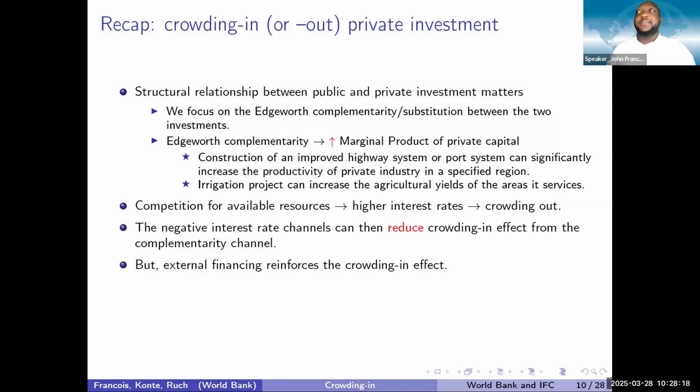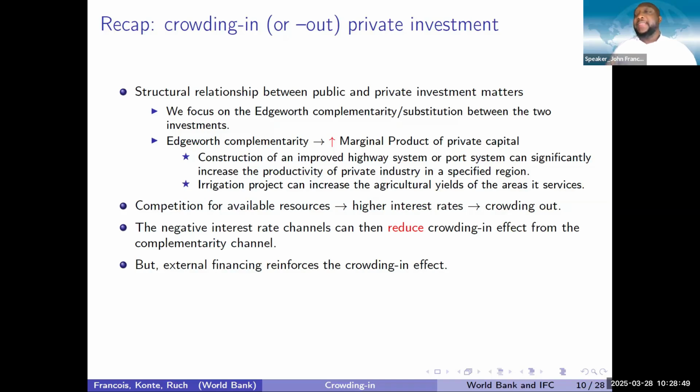So take, for instance, the construction of an improved highway system or a port system in a country that maybe has weak ports or didn't have very good roads, and now all of a sudden there are several good highways in the country, and also a good port system that can help with the easy trading of goods and services abroad and even within the country sometimes.